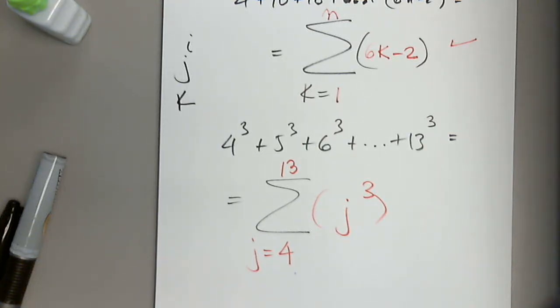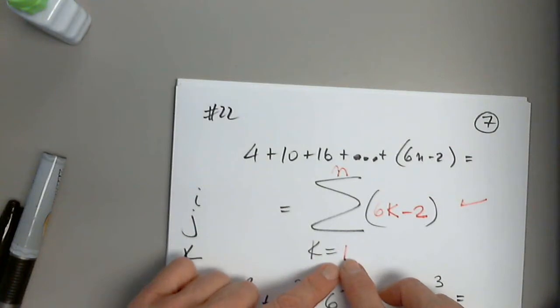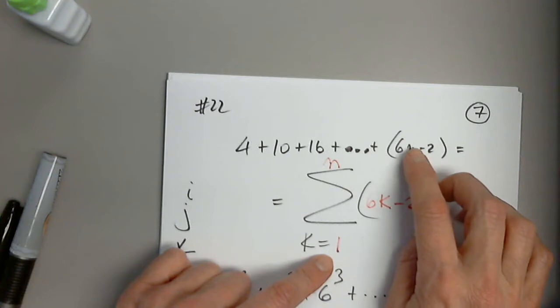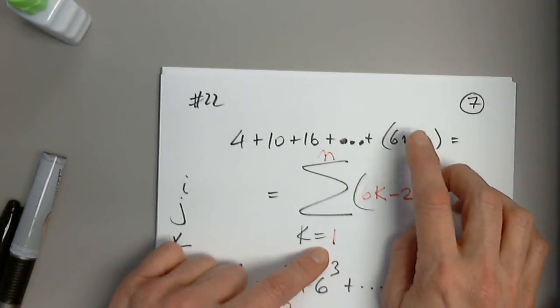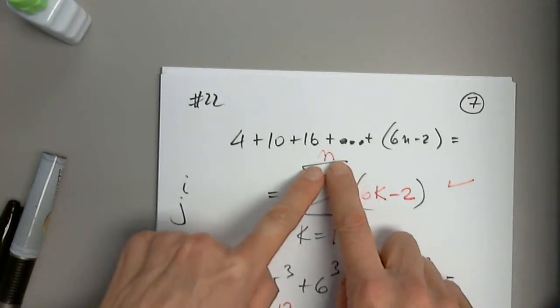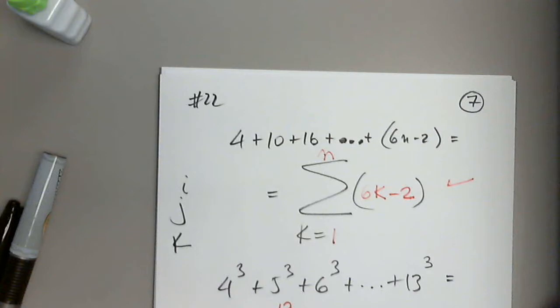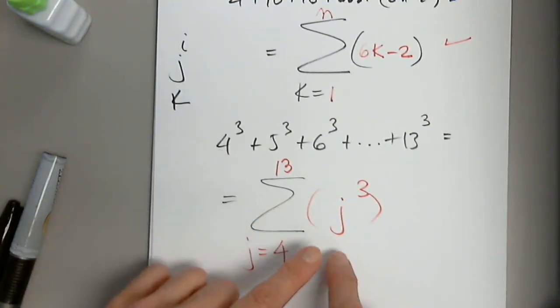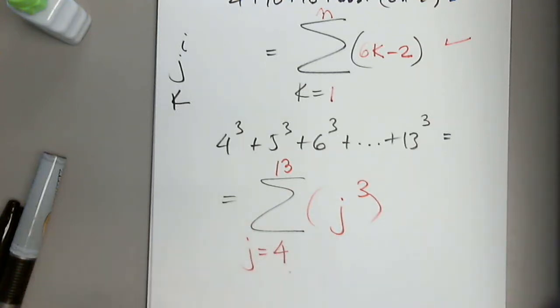Oh, so the lower and upper limit is like the lowest thing that changes? Yes. And the upper limit is the highest thing that changes? Exactly. So see here, k was 1, right? So in this expression, when k is 1, I will get the first term. When k is n, I will get the last term. Here, when j is 4, I get the first term. When j is 13, I get the last term. And everything else in between. Very good. Good questions. Anything else?